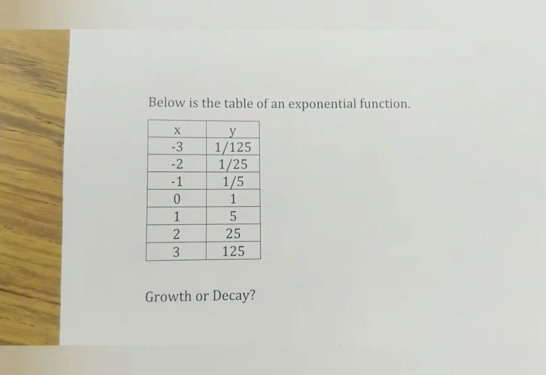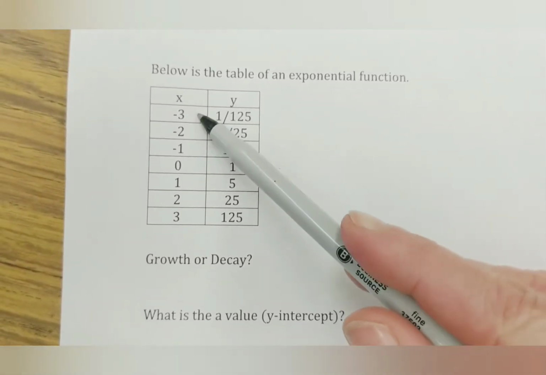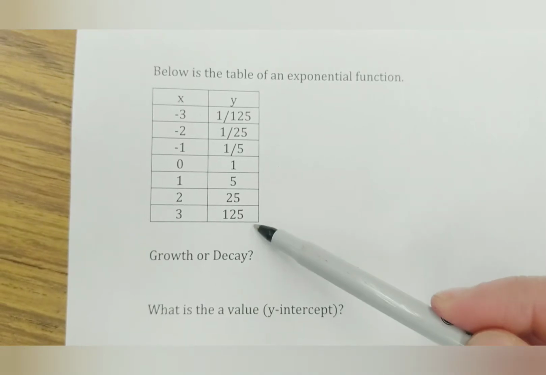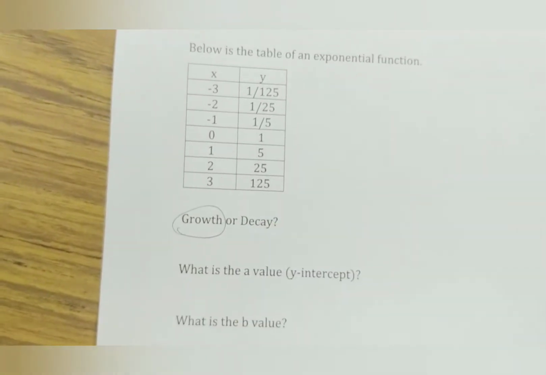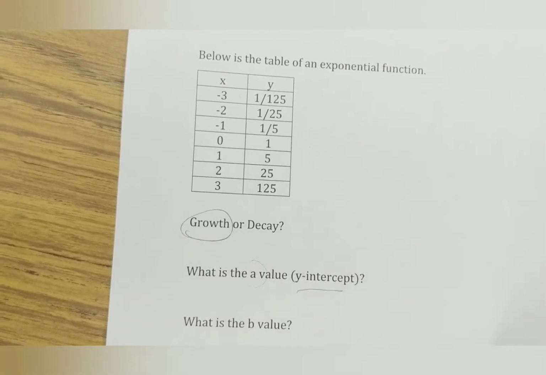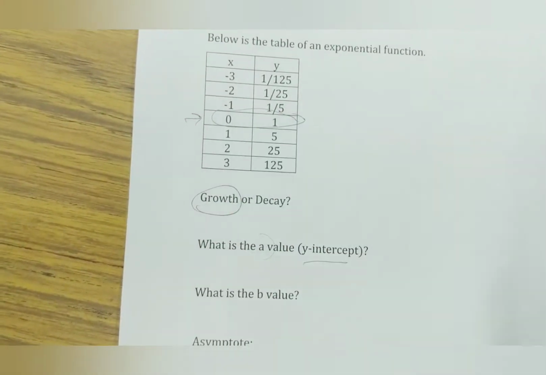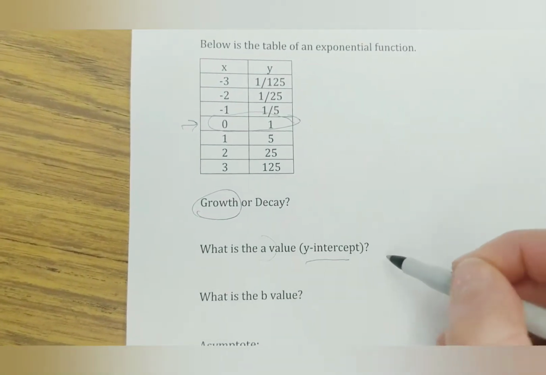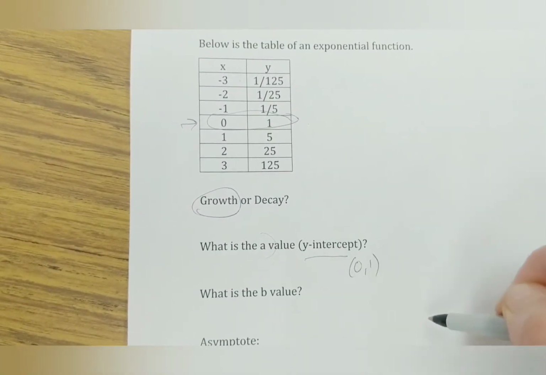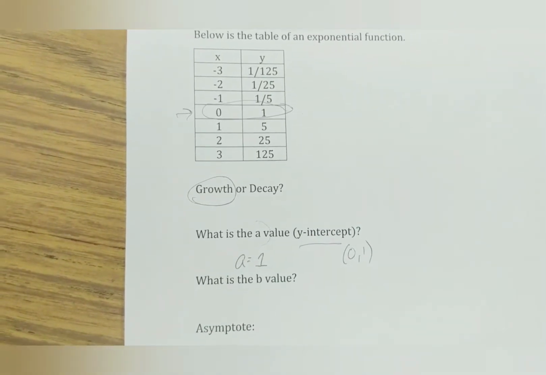So what if we were asked to do the opposite? We're already given a table. Okay, first of all, I'm looking as x increases, y is also increasing. So again, this is going to be a growth. What is the y-intercept, or in other words, the a value? Well, I'm looking for the point where x is 0. Right there, so we already know the y-intercept is the point 0, 1. If you're looking for the a value, your a is going to be equal to 1.